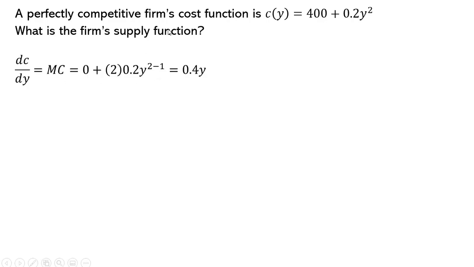We're going to take the derivative of this cost equation with respect to y, the quantity of output, and that'll be marginal cost. So the derivative of 400, that's a constant, so that's 0. The derivative of 0.2 y squared, we're going to take this exponent on the y term, bring that down in front, so we're going to get 2 times 0.2, or 0.4. And then lastly, we're going to subtract 1 from that exponent on the y term. So 2 minus 1 here just leaves us with y. So just rewriting, marginal cost equals 0.4 times y.